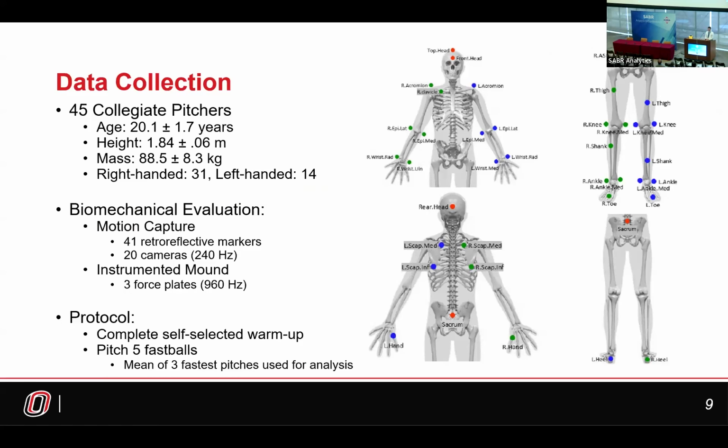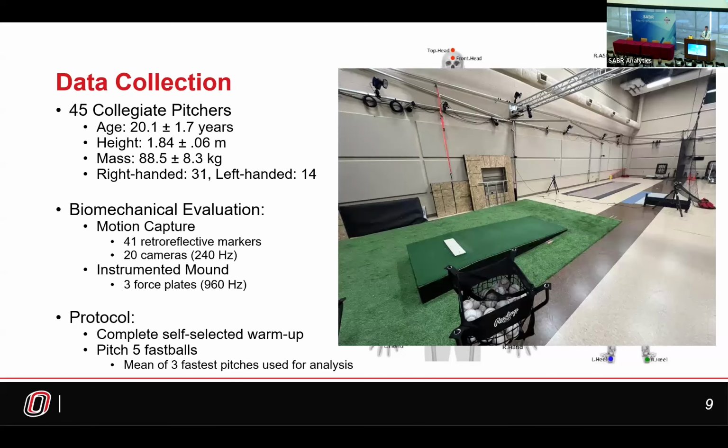Data was collected in the UNO pitching lab. We had 45 collegiate pitchers come into the lab, with 31 being right-handed, 14 being left-handed. And they underwent a biomechanical evaluation where they put on 41 retroreflective markers, as pictured here, the different marker placements. And they pitched in front of 20 cameras on an instrumented pitching mound, pictured there, which had 3 force plates in it. So we were able to calculate ground reaction forces as well as their kinematics and kinetics.